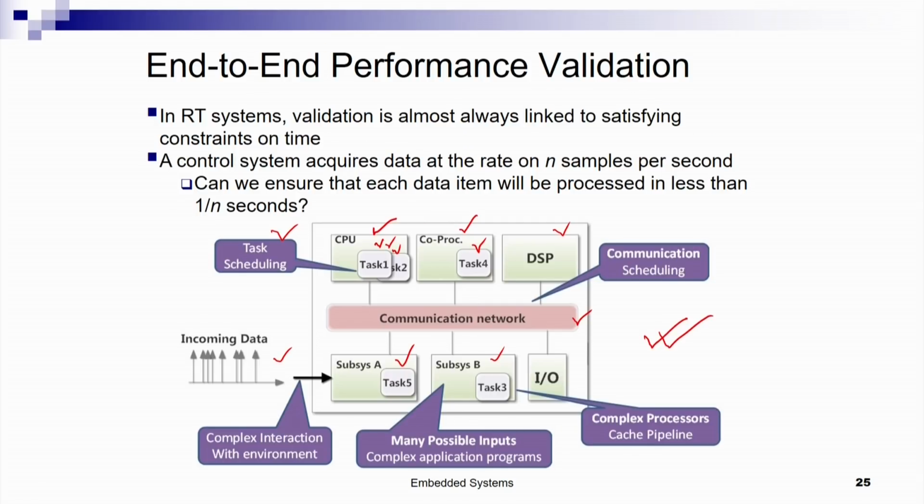Then one performance validation goal could be: can we ensure that each data item will always be processed in less than 1 by n seconds? Because every 1 by n seconds a new sensor input is going to come, and if we do not process it within less than 1 by n seconds, the input sensed data will come at a higher rate than it can be processed.